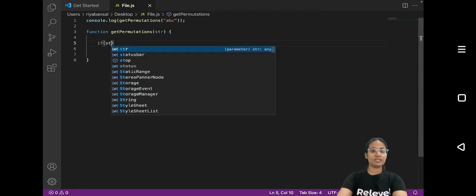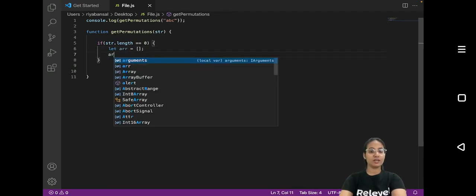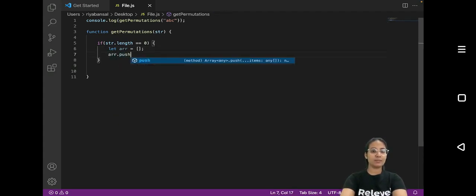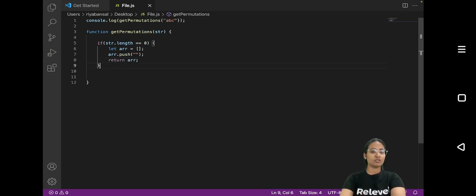Now the base case is that if the string's length is equal to 0, then I am returning all the permutations in an array. So I will just simply push an empty string to it, and then I will return that array. So this will be my base case, correct?